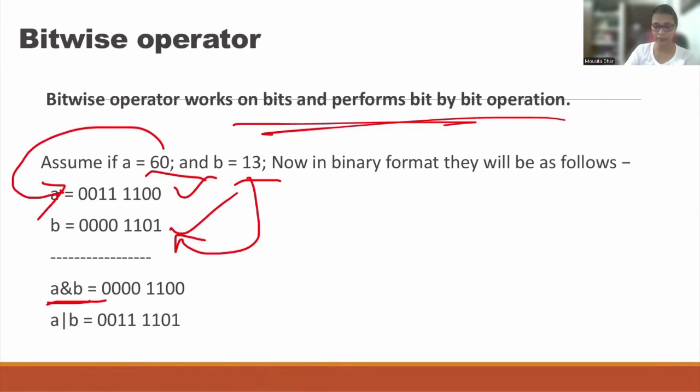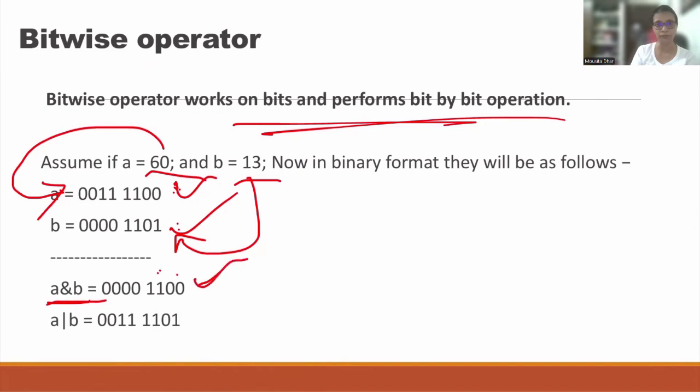Right. Now, how is it calculating? See, first one: 0 and 1. So this 0 and 1 became 0, because 1 is not true. Next 0, 0 became 0. Next 1, 1 became 1. Next 1, 1 became 1. And all others became 0.